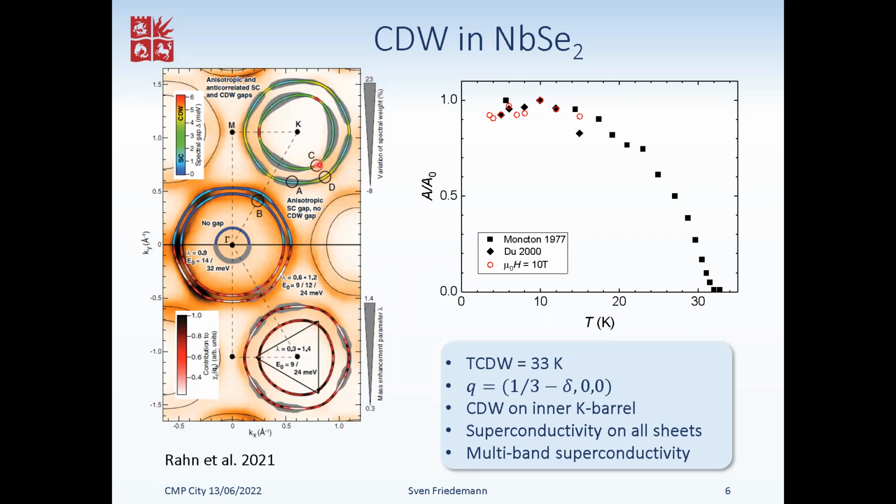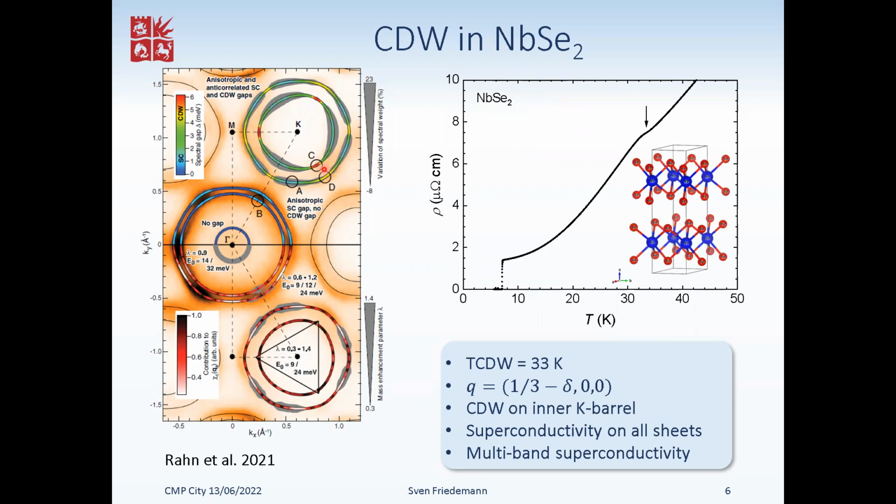And it's exactly there where the charge density wave gap is observed to be largest and states are gapped out by the superconductivity. This is a small part of the Fermi surface, and hence the effect on the electronic properties is smallish. For instance, in the resistivity, one can only see a very weak bump here at the onset of the charge density wave temperature.